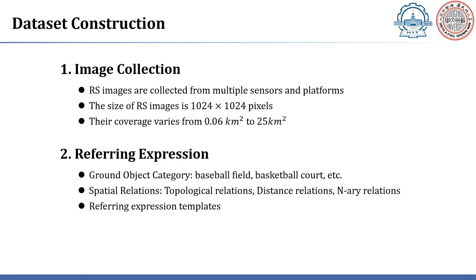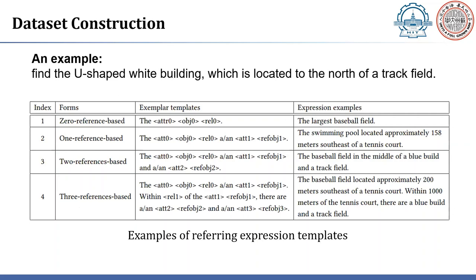The spatial relations contain topological relations, directional relations, distance relations, and area relations. For example, next to is a topological relation. East, west, south, and north are directional relations. With this basic information, we generated our expressions by some templates. The expression template is the key to constructing our dataset.